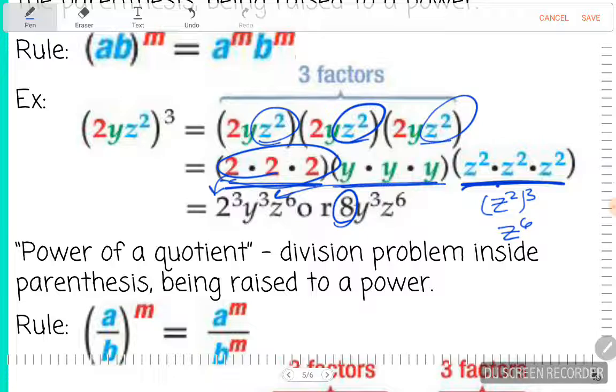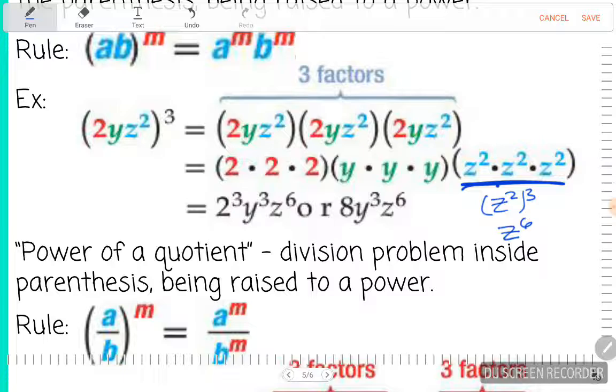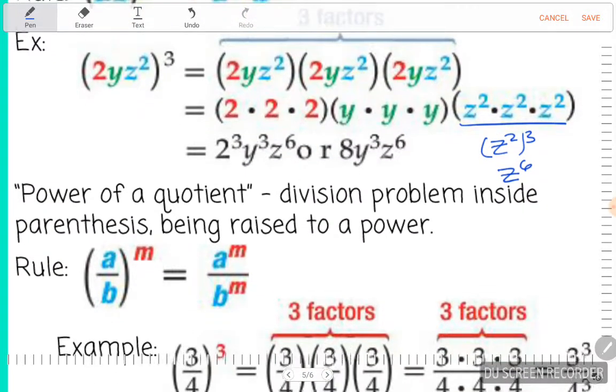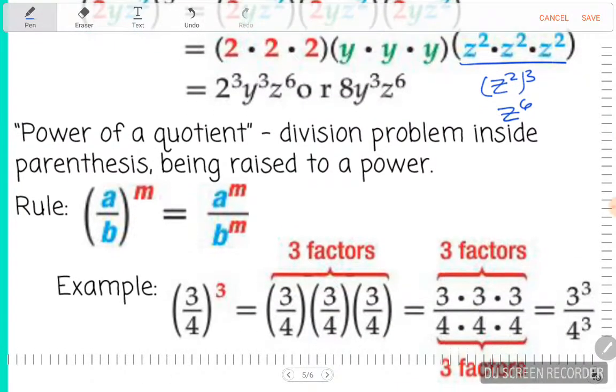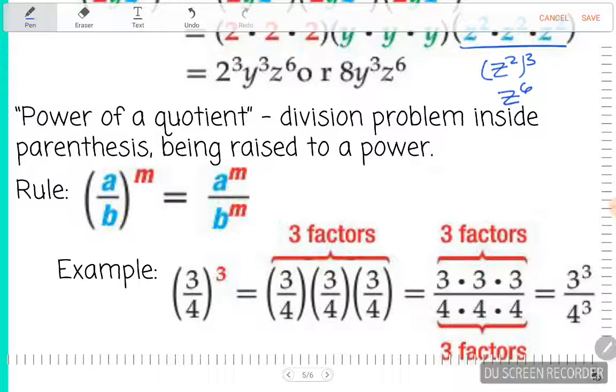Let me erase this kind of messiness going on now. All right. Similar thing happens when we have a division problem going on inside the parentheses. Okay, we say the power of a quotient. Quotient goes with division. Okay, it's the answer to a division problem. So if we have division going on, same thing. That exponent kind of distributes to the top and the bottom, okay, to each piece.